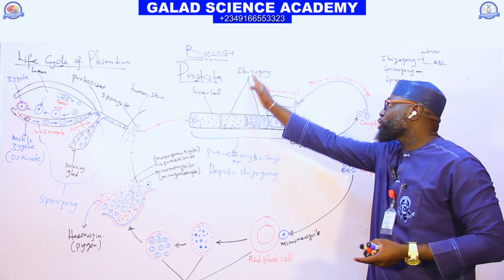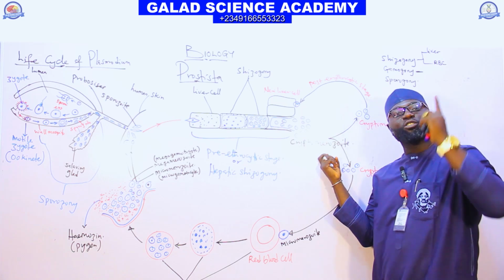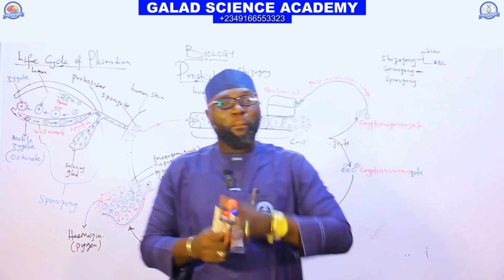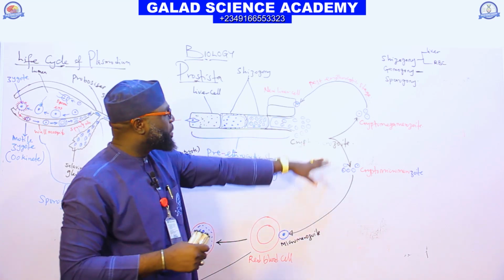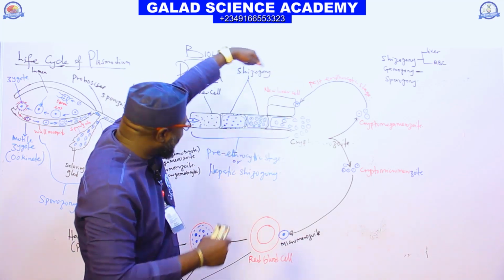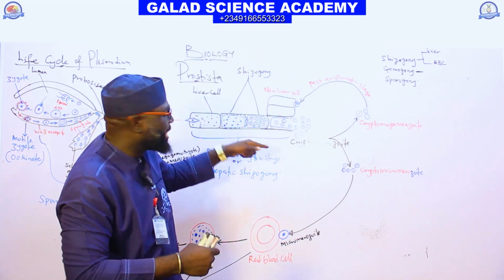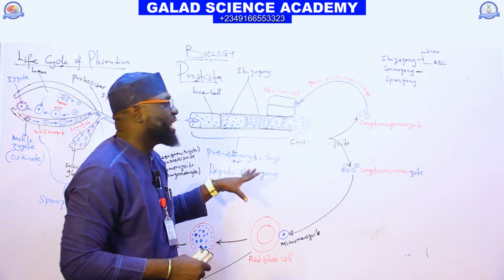And the product of the zoogony here is the merozoite. The merozoite comprises of two types. We have micro merozoite, and then we have mega merozoite. The mega merozoite go back into a new liver cell in order to repeat the zoogony that takes place in the liver cell again.